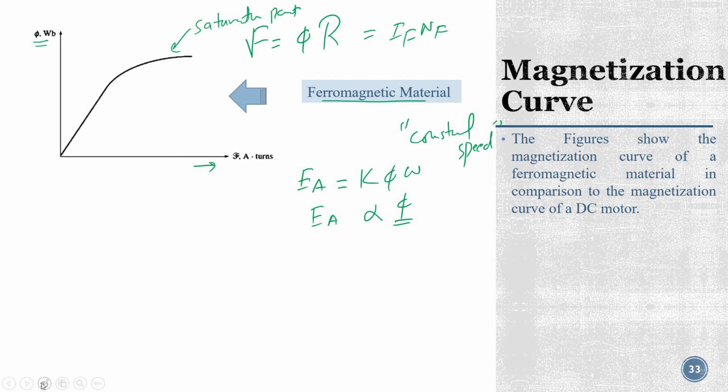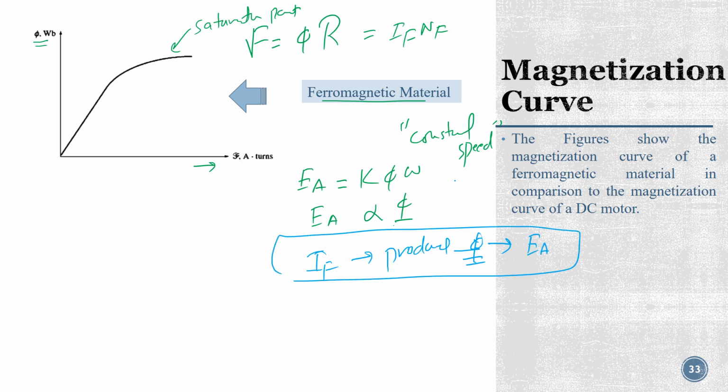And your flux depends on what? It depends on how much field current you have, right? The field current IF produces your flux, and that flux then generates the internal generated voltage. This is the basic concept. So I can say that the internal generated voltage is proportional to IF in the case of a DC motor.